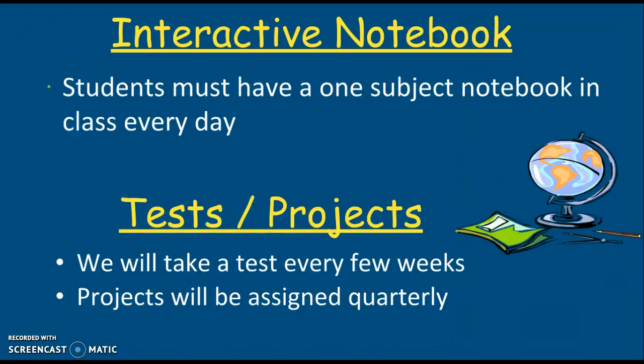Some of the things that your child needs for social studies in 7th grade, the main thing that they need is an interactive notebook. All students must have a one-subject notebook in class every day. This is where they'll take notes, this is where they'll put vocabulary, this is where their study guides for tests will be located. This is something that we use in class on a daily basis.